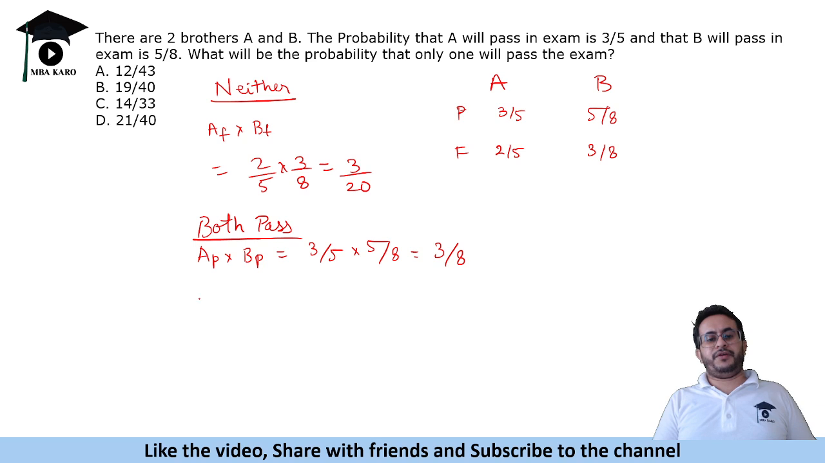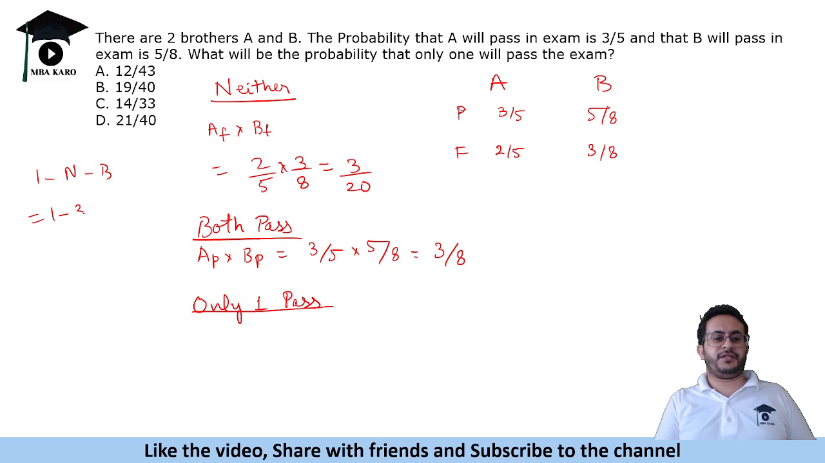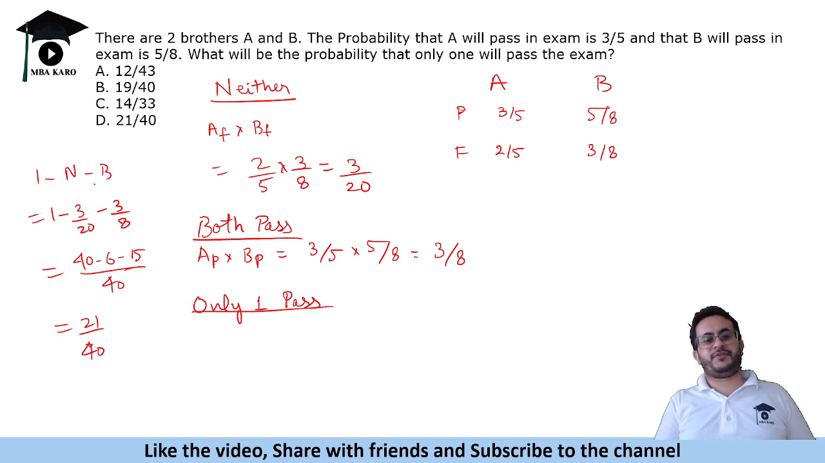Now only one pass, so there are two ways to calculate it. One way is, since these two are easy to calculate, 1 minus neither minus both, so it is 1 minus 3 by 20 minus 3 by 8, which is over 40. So 40 minus 6 minus 15 by 40, so that is 21 by 40. Okay, one way is to achieve it like this, 1 minus neither minus both.